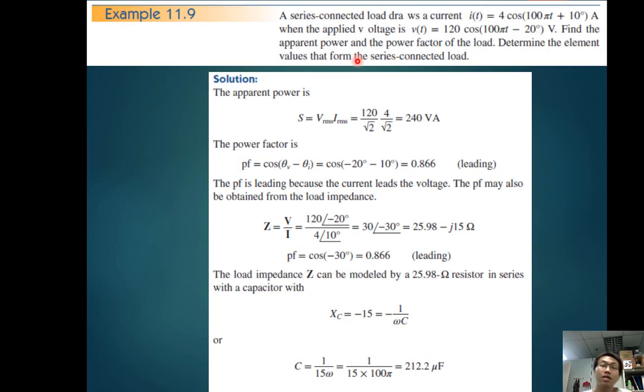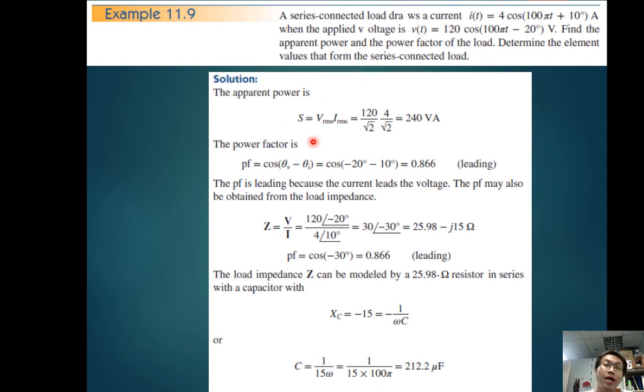So let's have a look at the example. A series connected load draws a current IT like this when the applied voltage Vt is like this. Find the apparent power and the power factor of the load. So apparent power is S. Power factor is cos(theta V minus theta I). Determine the element values that form the series connected load.